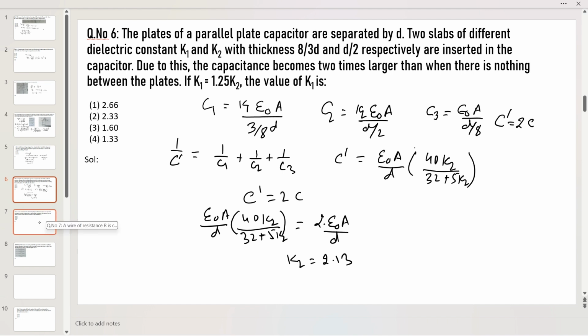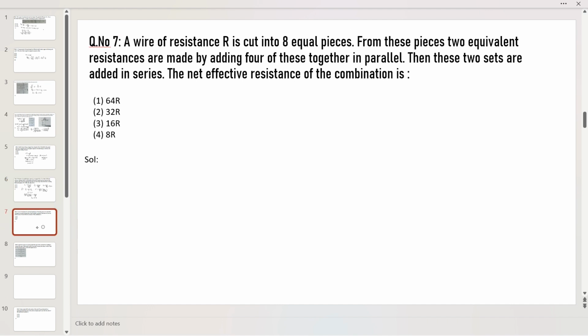Now I am moving to question number 7. Here you see that a wire of resistance R is cut into 8 equal pieces. From these pieces, 2 equivalent resistances are made by adding 4 of them together. It is cut into 8 pieces, so the resistance of each piece will be R by 8, and 4 resistances are in series.